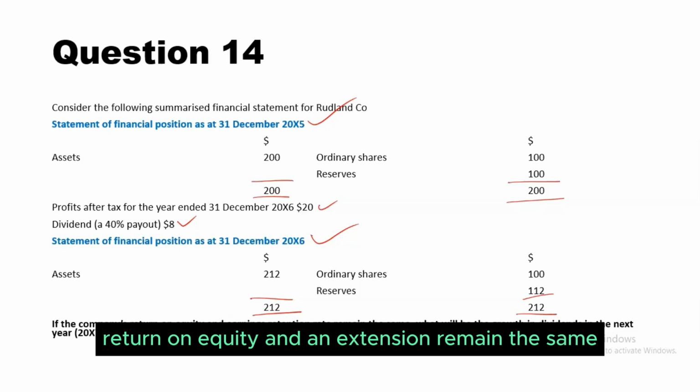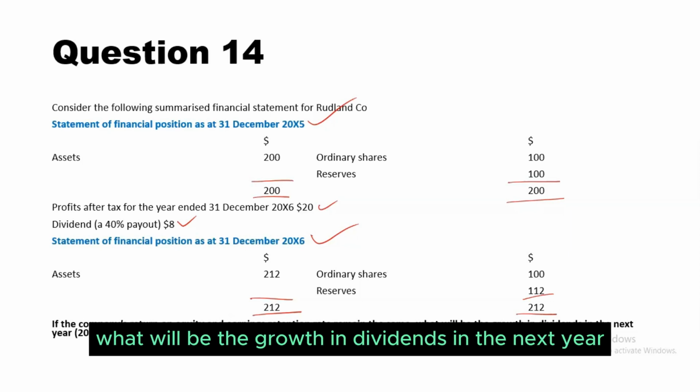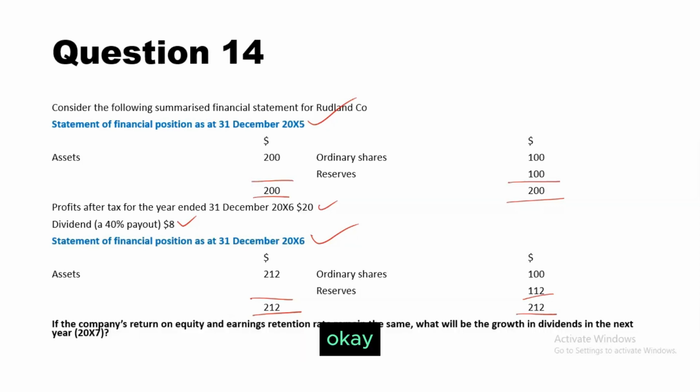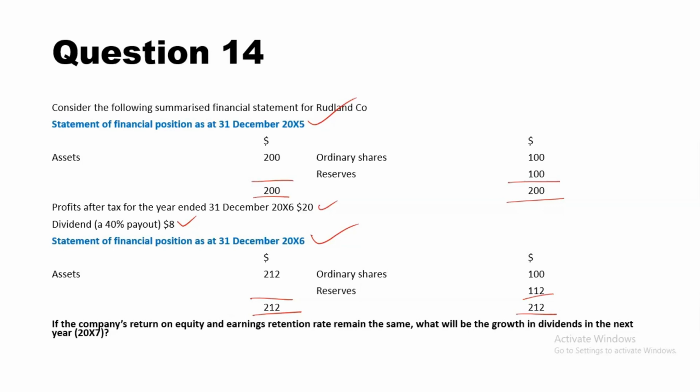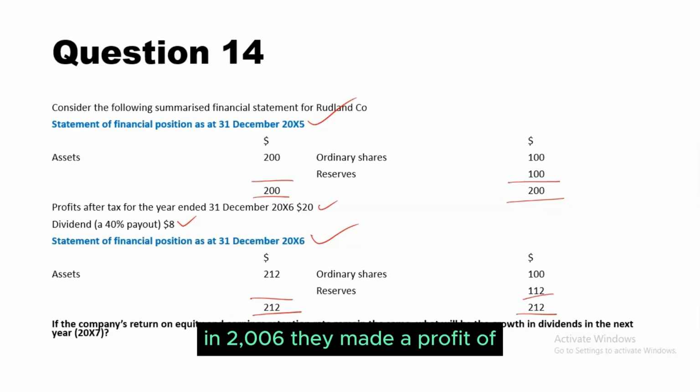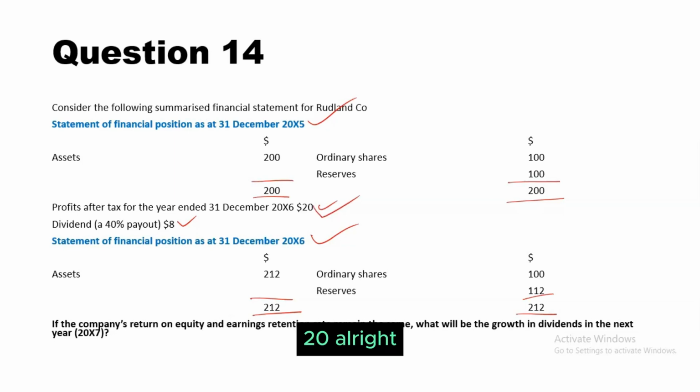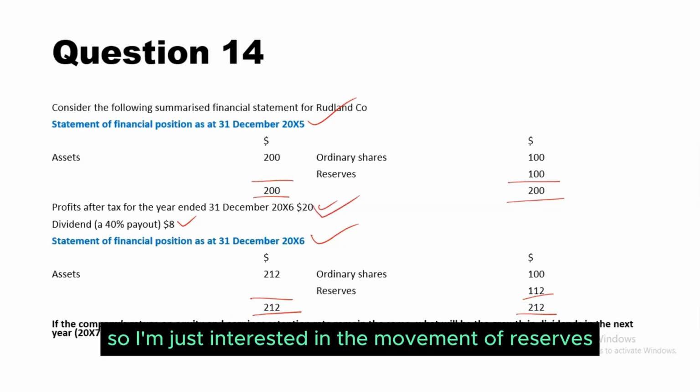If the company's return on equity and earnings retention remain the same, what will be the growth in dividends in the next year? So you can see here that in 2006 they made a profit of 20. I'm just interested in the movement of reserves.